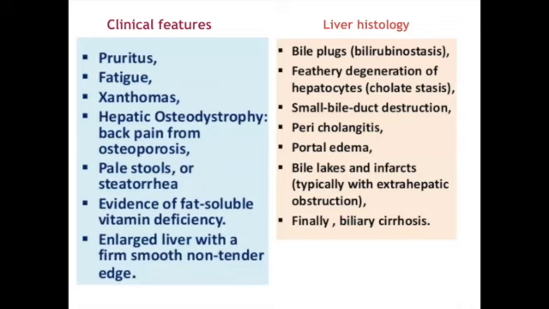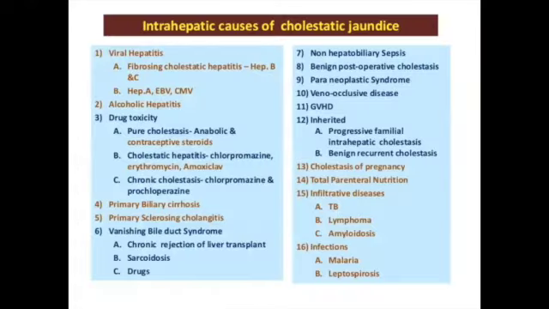Liver will be enlarged, firm, smooth, and non-tender with a non-tender edge as compared to viral hepatitis. If you do see the liver biopsy, there will be bile plugs, there will be feathery degeneration of hepatocytes. So the hepatocyte degeneration is happening secondary to the biliary canalicular dilatation and compression. There will be small bile duct destruction, and there will be cholangitis and portal edema.